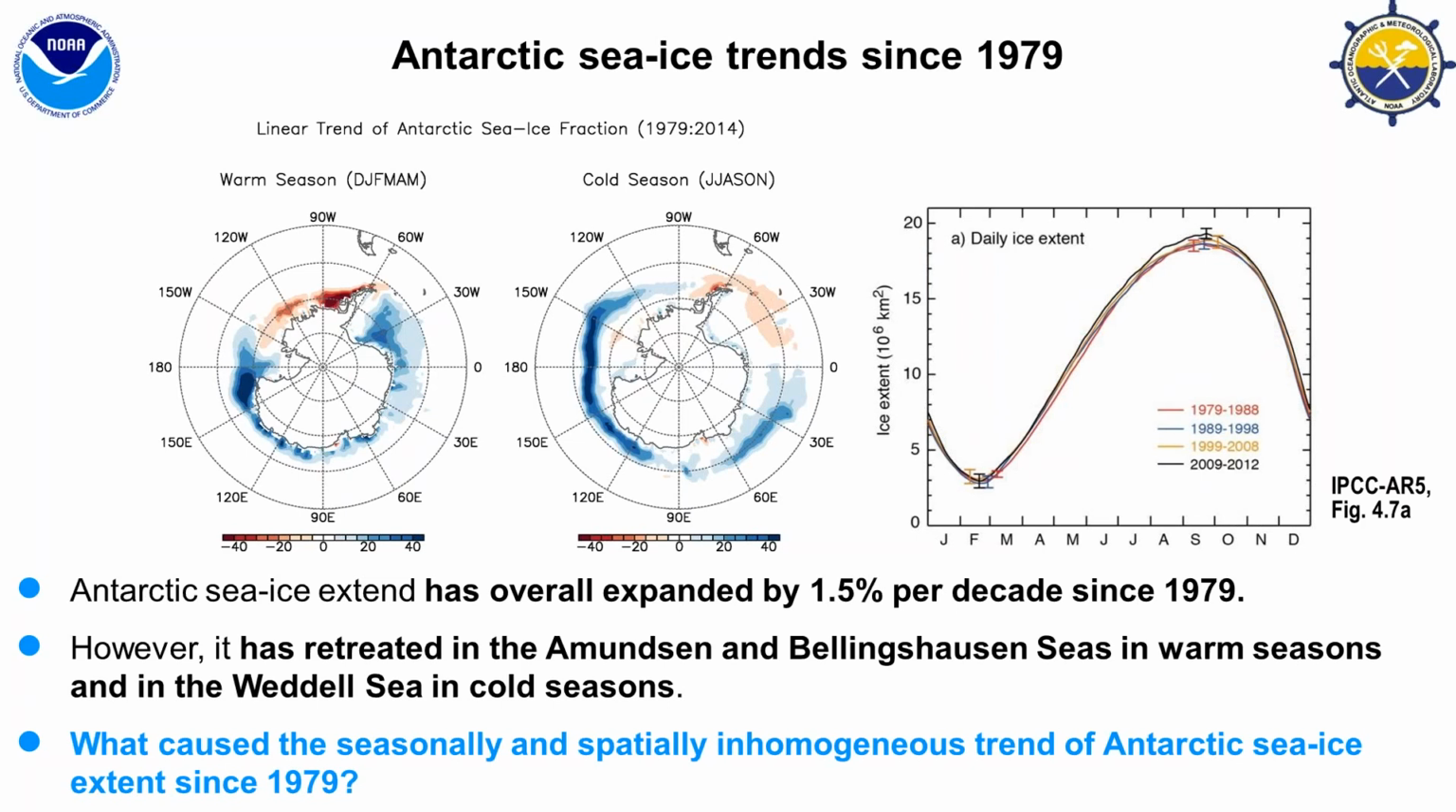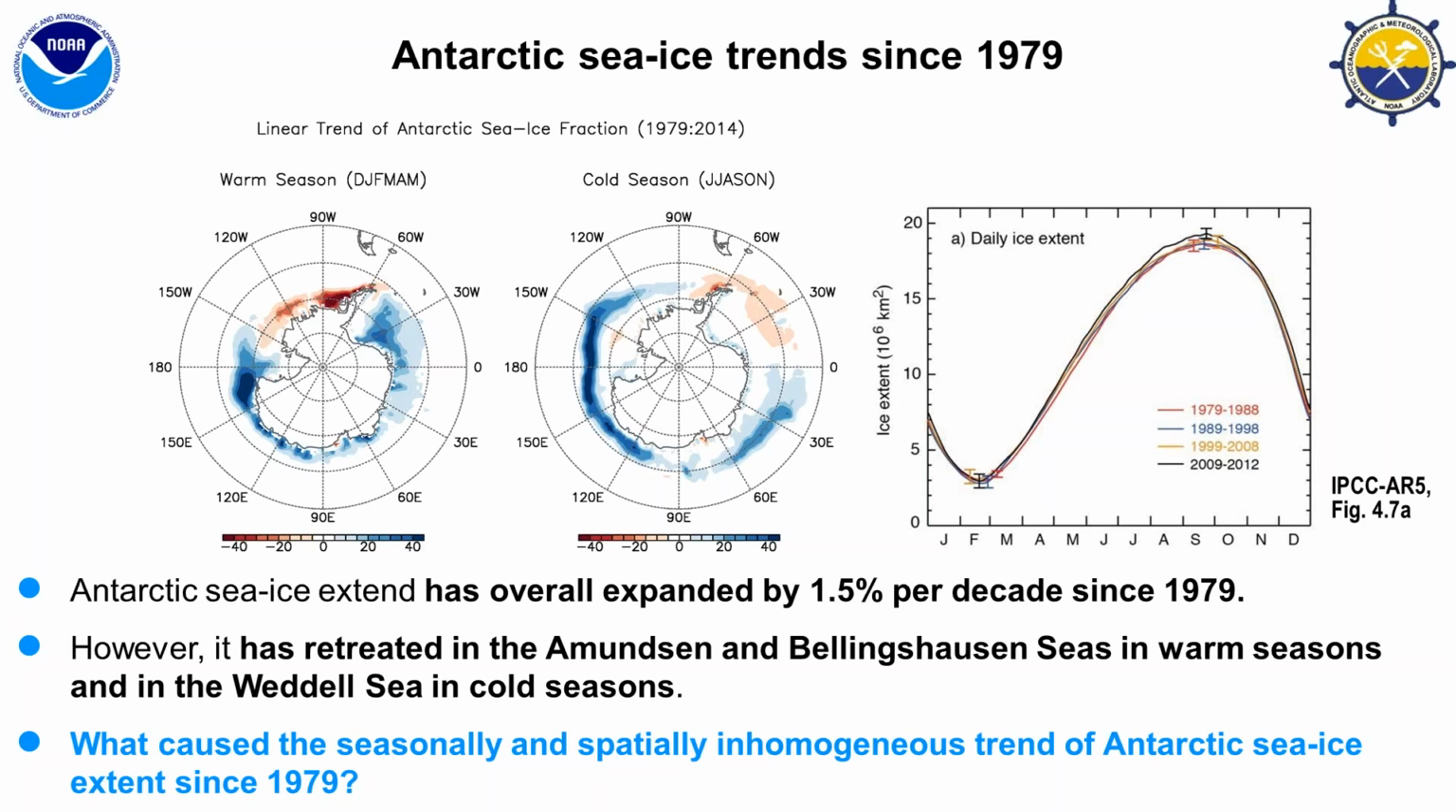Okay, and then when we take a look at the Antarctic sea ice, it's very different. You see a lot of blue. Blue means sea ice fraction is increasing. According to the satellite observations, the Antarctic sea ice has expanded by about 0.5% per decade since 1979, which means about 6% of increase during the last 30 years or so. So the increase is not that much, but you see that it increases all over the place for the warm season, which is December to May in the southern hemisphere, and the cold season from June to November, everywhere.